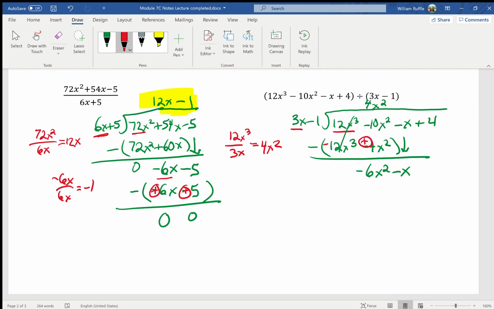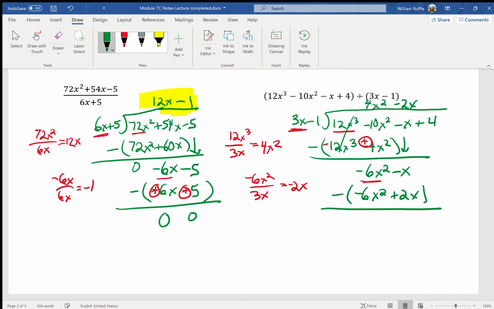So again, I'm looking at the negative 6x squared and the 3x. So negative 6x squared over 3x is equal to negative 2x. So I put the negative 2x up here, and then I multiply again. Negative 2x times 3x is negative 6x squared. Negative 2x times negative 1 is positive 2x. But again, remember, we're subtracting each one of these. So remember, now this is negative, so that's really a positive. This is a positive, so that's really a negative.